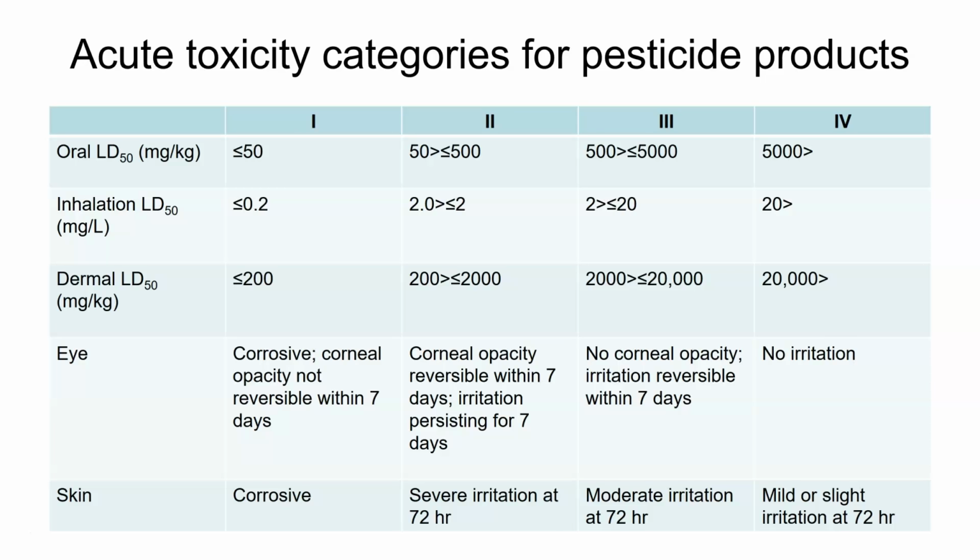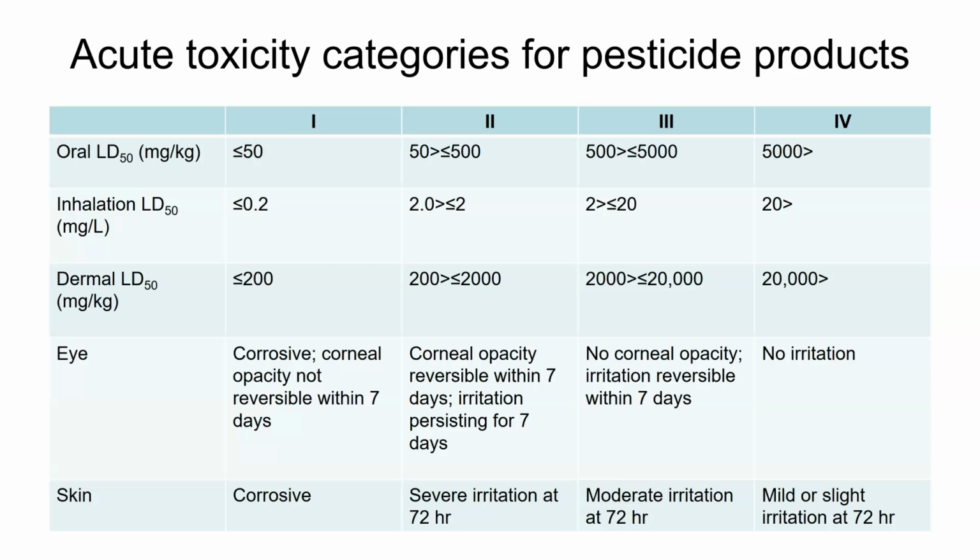This is in U.S. law, Section 40 of the Federal Code, 156.64 toxicity categories. The different toxicity categories, 1, 2, 3, 4 across the top, the method of application of the material. It gives you an oral LD50. It gives you an inhalation LD50. The oral is in milligrams per kilogram. The inhalation is milligrams per liter. The dermal LD50 is milligrams per kilogram. It looks at what happens if it goes in the eye, what happens if it's put on the skin.